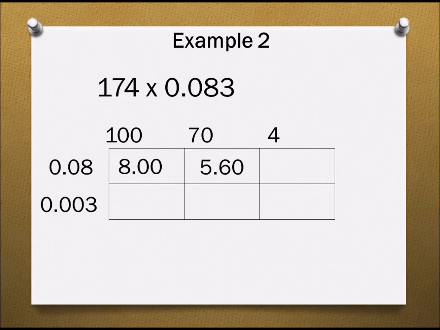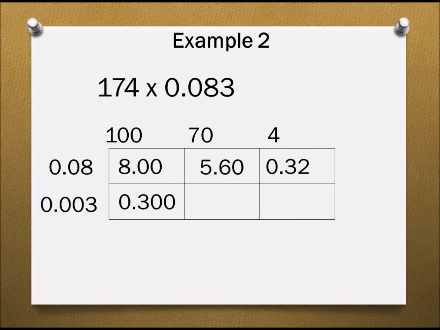0.08 times 4, so 4 times 8 is 32, but again we have to move 2 spaces to the left of 32, so it's going to give us 0.32. Next row, 0.003 times 100, so think of it as 3 times 100 is 300, but we have to move 3 spaces to the left of the decimal, so that's going to give us 0.300.